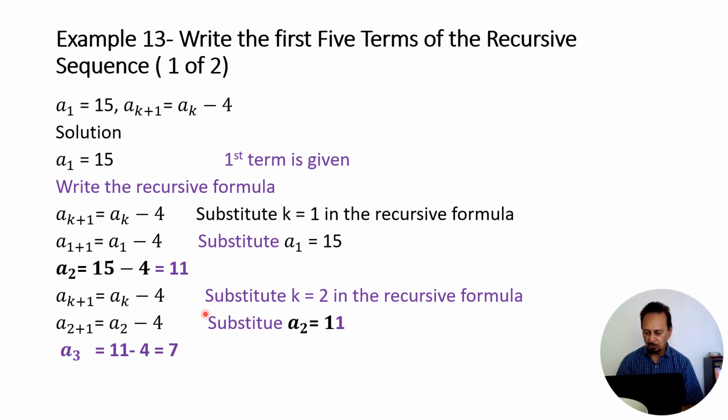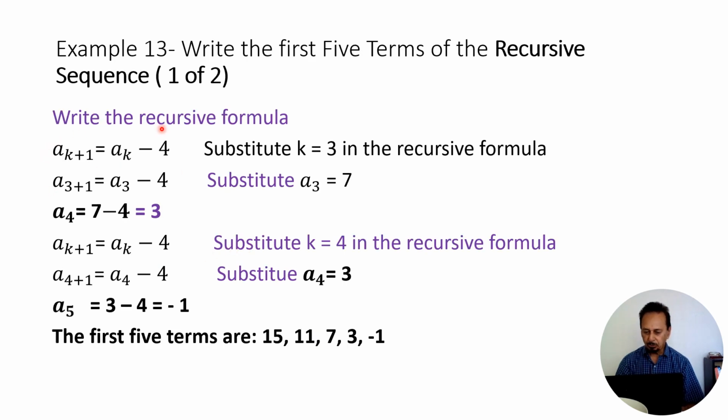First term is 15. Now to get the third term, we put k equal to 2 in this recursive formula. So this becomes a sub 2 plus 1 equal to a sub 2 minus 4. Now we use a sub 2 is 11, so it becomes 11 minus 4, which is 7. So remember, the third term is 7. To find the fourth term, we substitute k equal to 3 in the recursive formula a sub k plus 1 equal to a sub k minus 4. So it becomes a sub 3 plus 1 equal to a sub 3 minus 4. That becomes a sub 4, and a sub 3 is 7, so 7 minus 4 is 3. So the fourth term is 3.